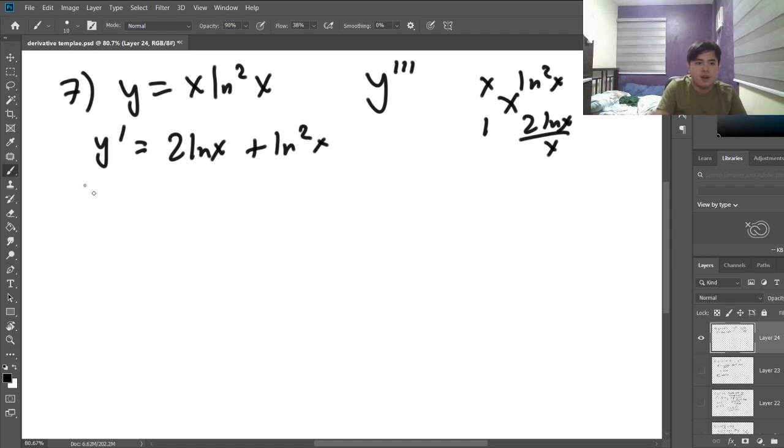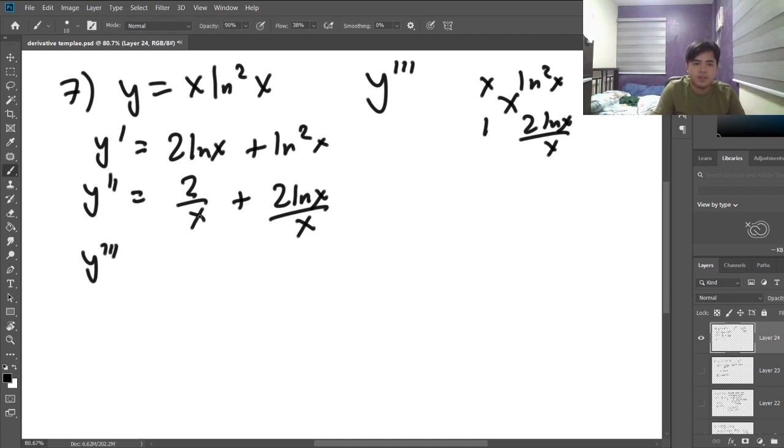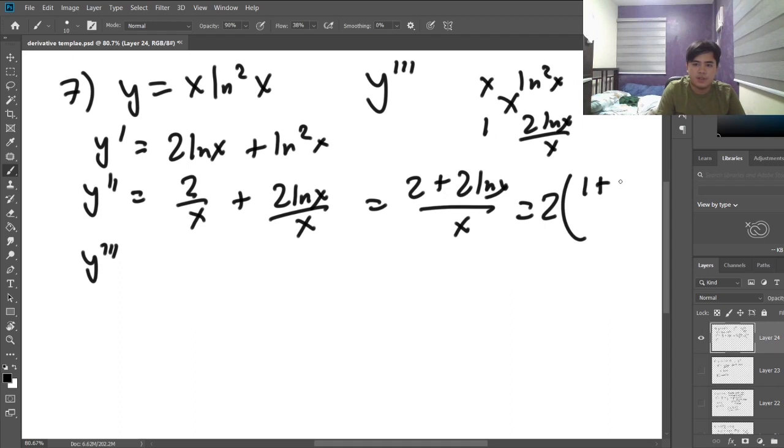Alright, y double prime is equal to 2 over x plus the derivative of ln squared x, which is 2 ln x over x. And then we get y triple prime. Here we can combine the 2 over x and 2 ln x over x, so we get 2 plus 2 ln x over x, or we can write 2 times (1 plus ln x) over x. That is also a possibility.